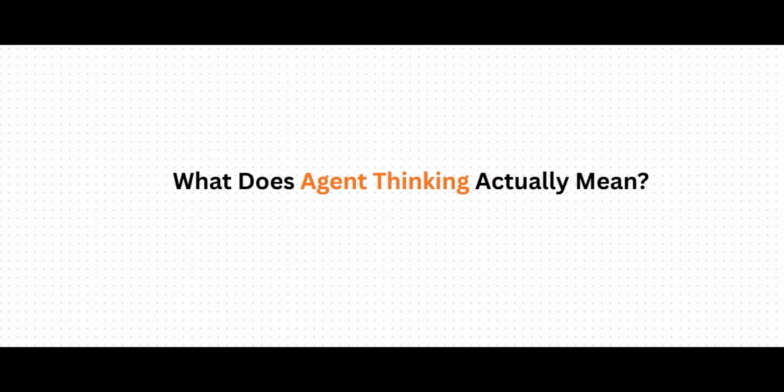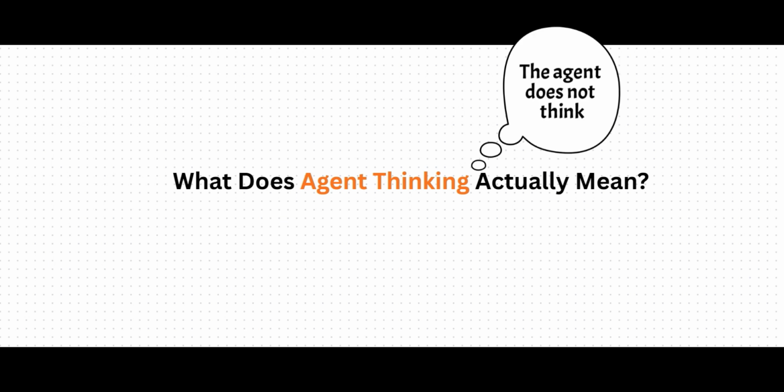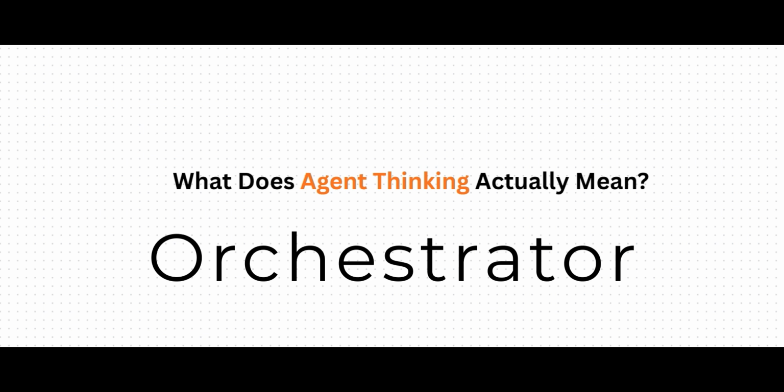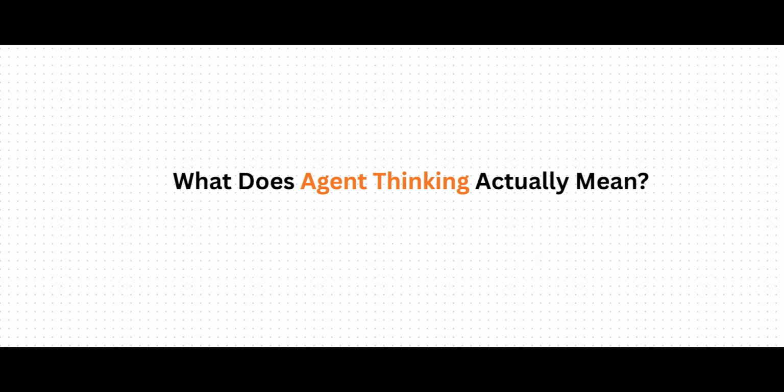So now let's understand something very important. What does agent thinking actually mean? First we need to clarify one common misconception, that the agent itself does not think. The actual reasoning happens inside the model, specifically inside the Gemini model hosted by Google. So what does that mean? In very simple terms, a model is nothing but a brain, an agent is just a coordinator or orchestrator, and a tool is an executor, a worker that performs actions.